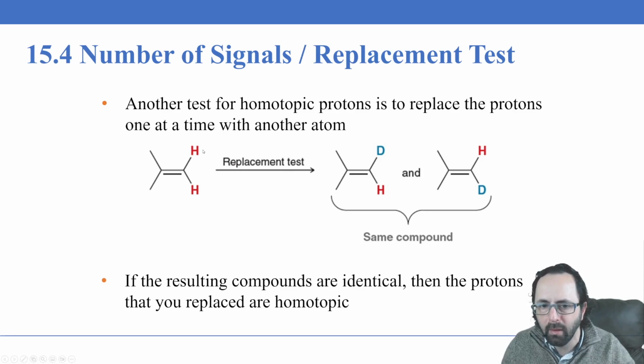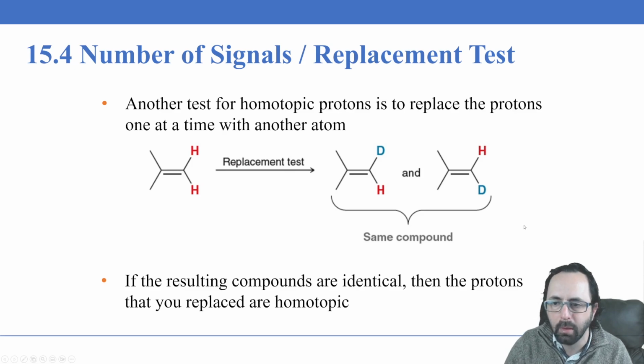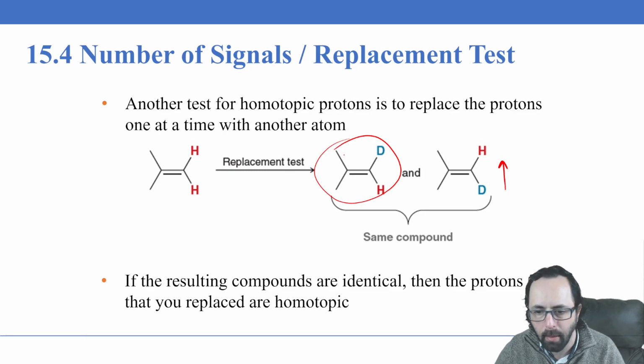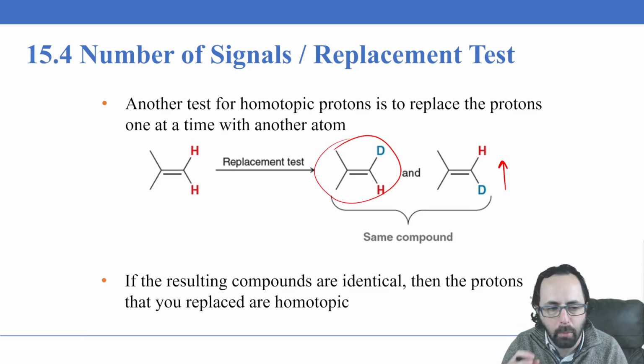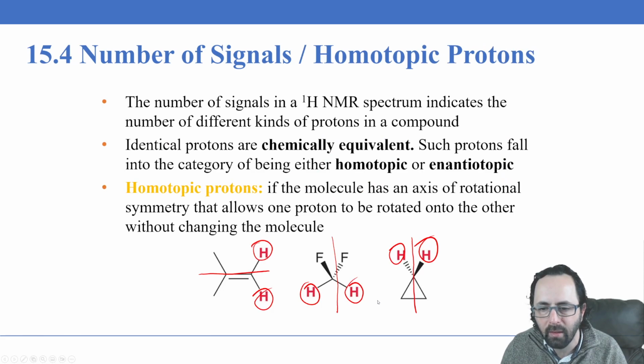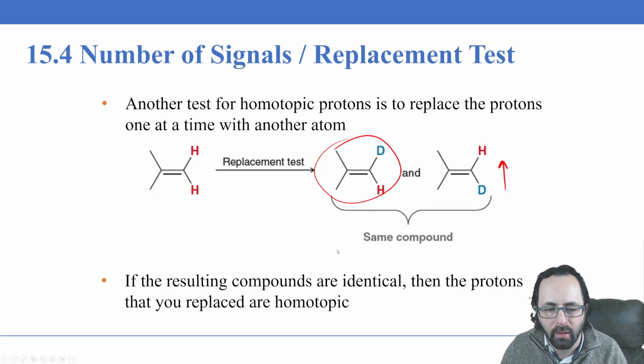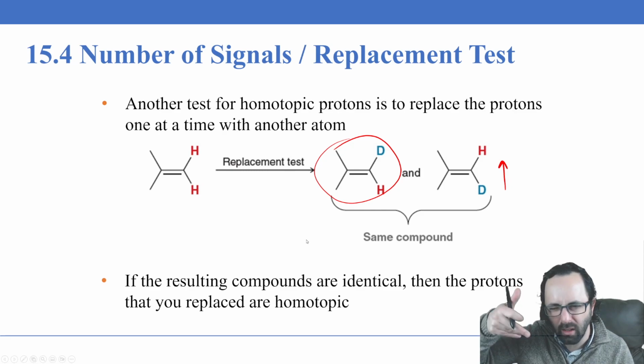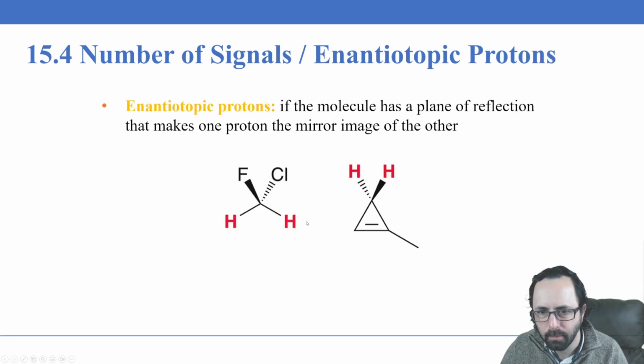If we replace this one with a deuterium and leave this one alone, that would give us this structure. If we replace this one with a deuterium and leave the other one alone, that would give us this structure. But these are exactly the same compound. I can tell because if I take this one and flip it like a pancake vertically, I get the other one. So if the resulting compounds are identical by replacing one hydrogen and then the other, what you've got is homotopic. It can sometimes be difficult to see this rotational symmetry, so that's one way you can test it without having to visually rotate the molecule so much.